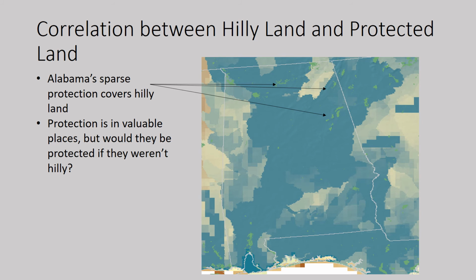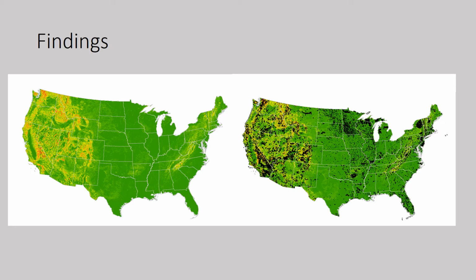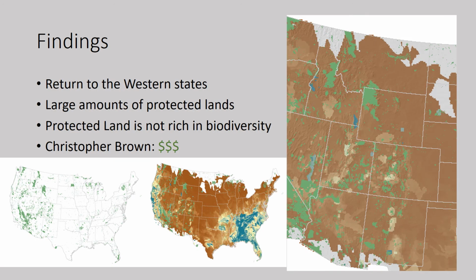In the case of Alabama, the protection is all valuable. However, in many other places across the country, it is not valuable. If we continue to conserve in this way, biodiversity will suffer. To conclude, most of the United States protected land lies in the West. This land is not rich in biodiversity, but it is mountainous and beautiful.